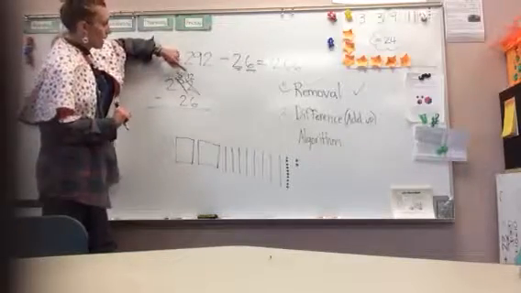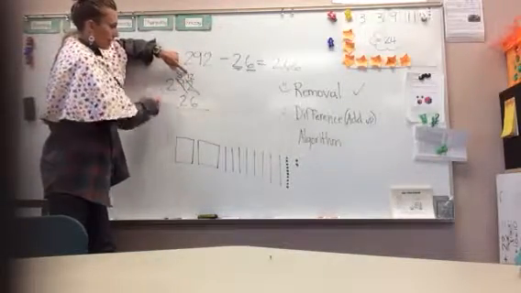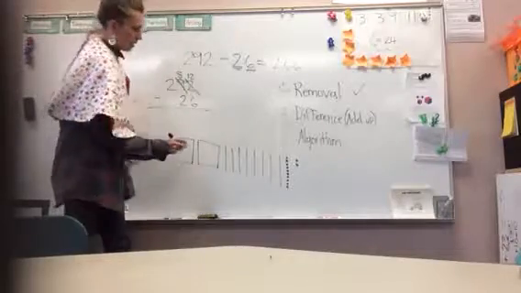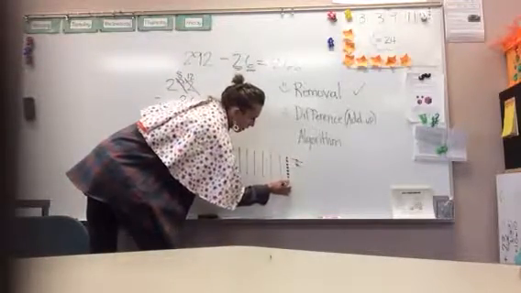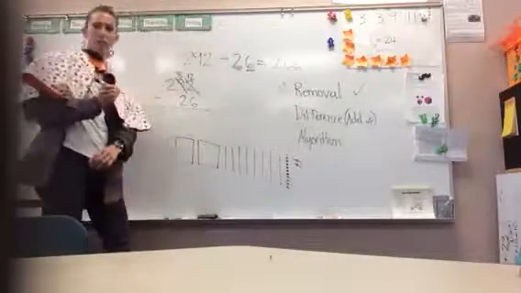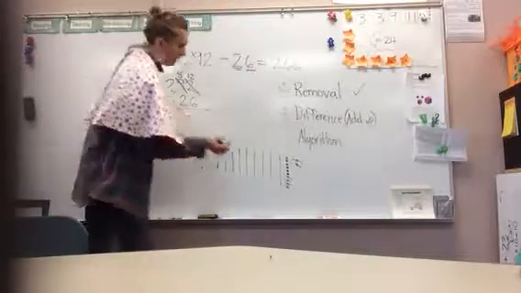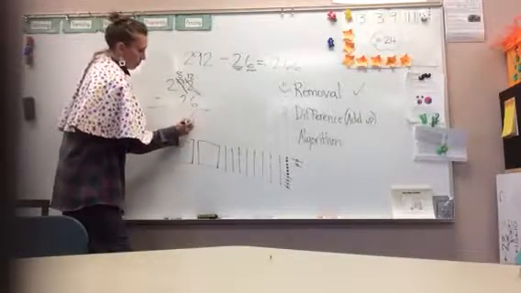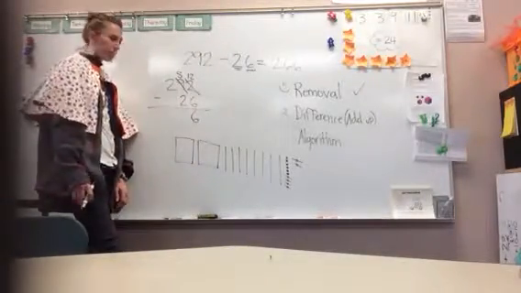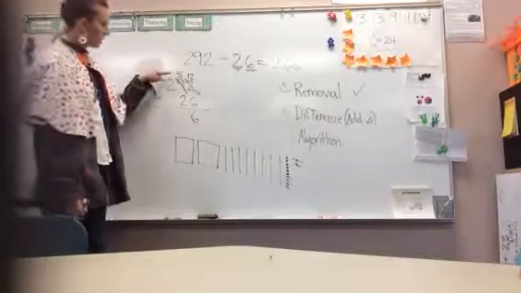Okay, so now I have 12 ones and I need to take away 6. So I'm going to go ahead and do it. 1, 2, 3, 4, 5, 6. Gone. And how many do I have left? I have 6 left. So I'm going to go ahead and put that.